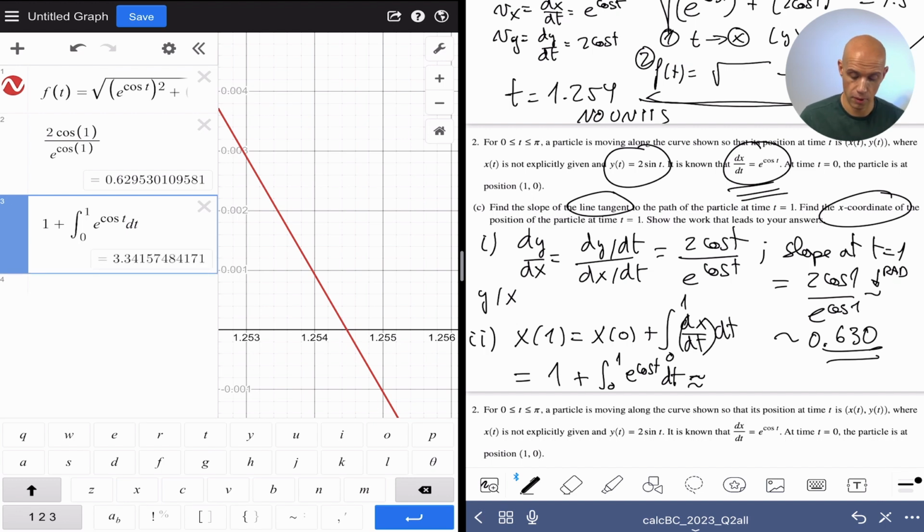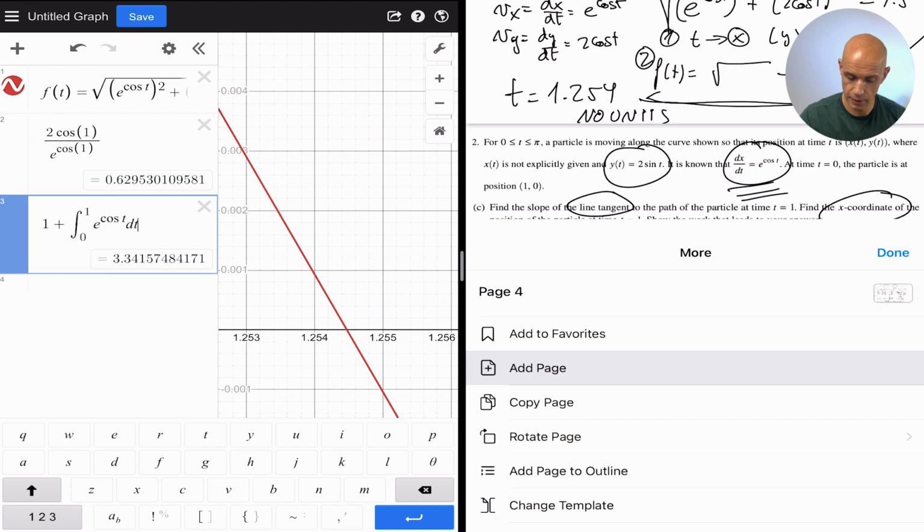And it's 3.34. Okay, 3.34, and then if you round it, it will be 3.342. Okay, there are no units, so perfect. That's it.